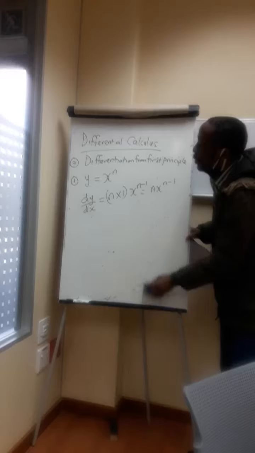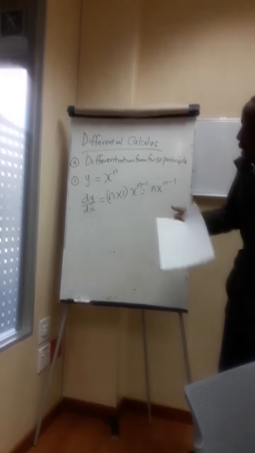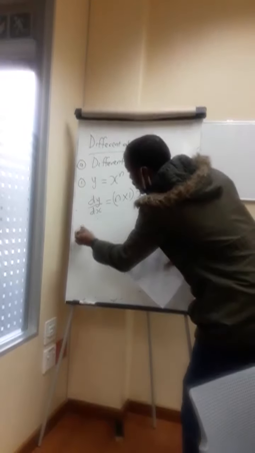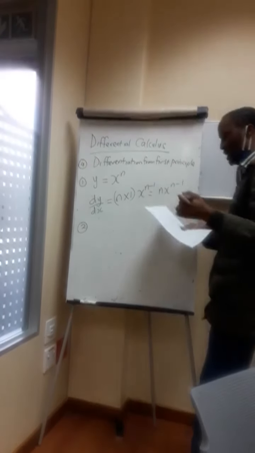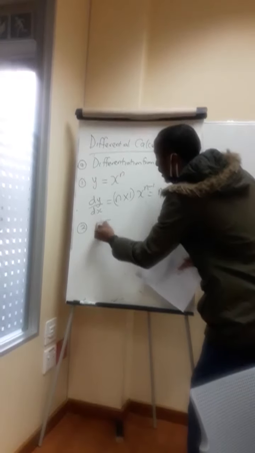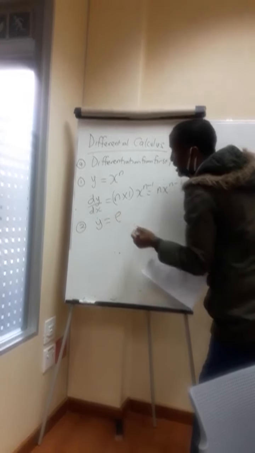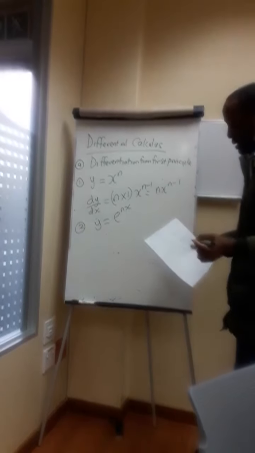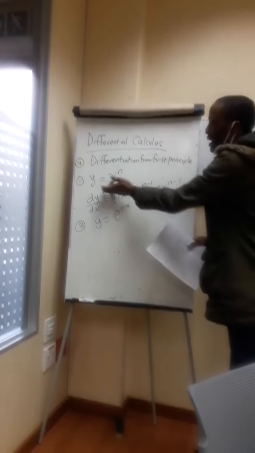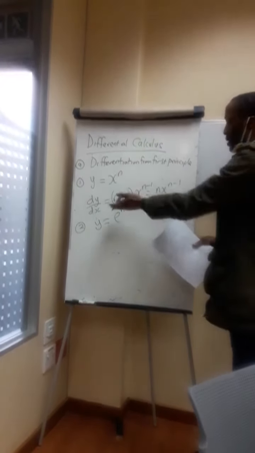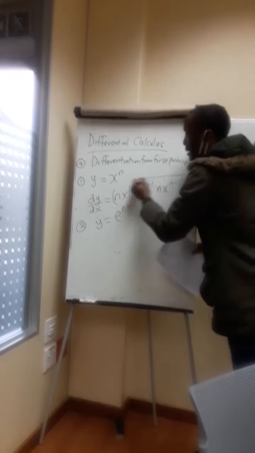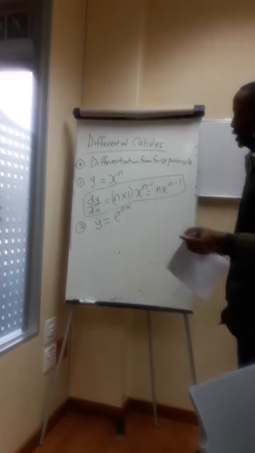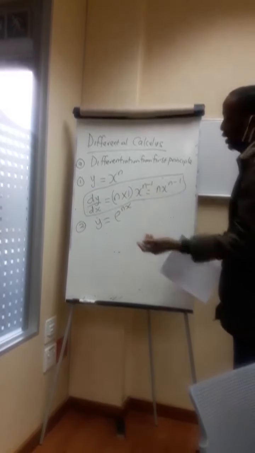So another way of differentiating, another mathematical function that you can have, and how you differentiate it. Your mathematical function can be an exponential function. So if your mathematical function is an exponential function, which is e raised to the power nx, how do you differentiate it? Don't forget this is a pure mathematical function, and the principle to differentiate is to use this approach. But if your mathematical function is an exponential function, how do you differentiate?